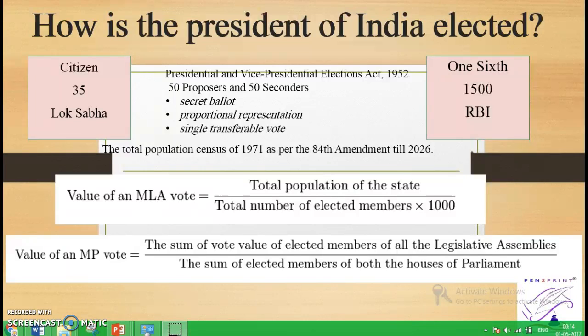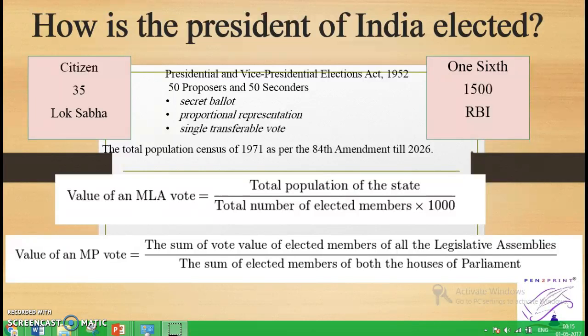After getting elected to the post of President, one has to resign from his previous post. If he is in the Lok Sabha or Rajya Sabha or in a State Assembly, then he has to resign within 15 days of the election to the post of President. Otherwise, his candidature can be disqualified.